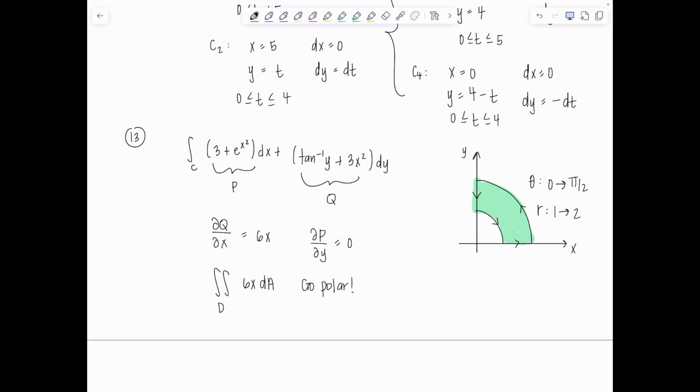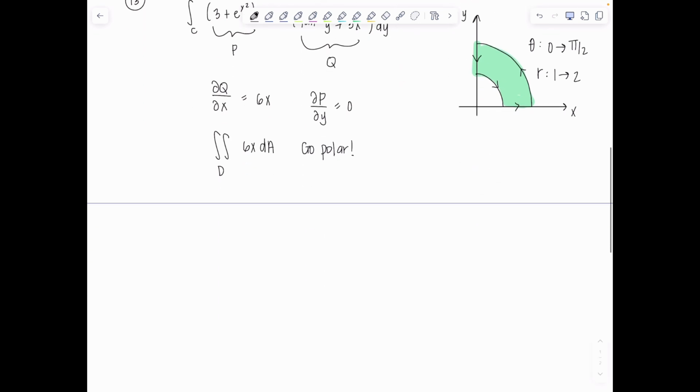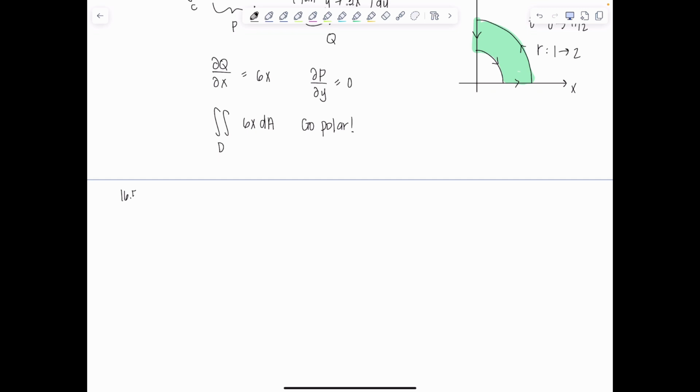Okay, we can move on to 16.5. So first one is 15. 16.5 was straightforward, right? Yeah. 15, determine whether or not the vector field is conservative. Who needed this one? Anirudh? Okay, what was your question for it? I just kind of got lost. How do you check if a vector field is conservative?